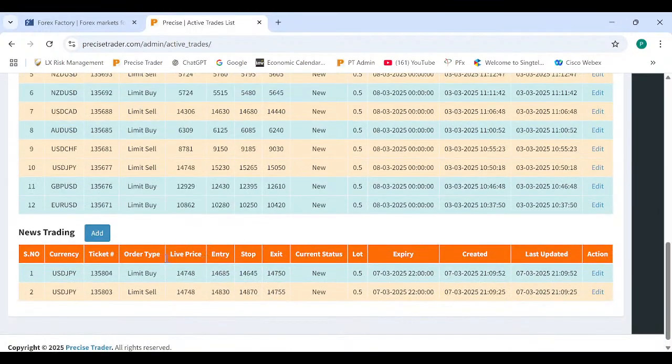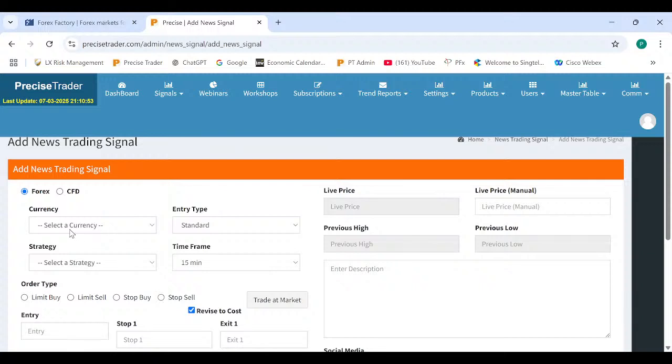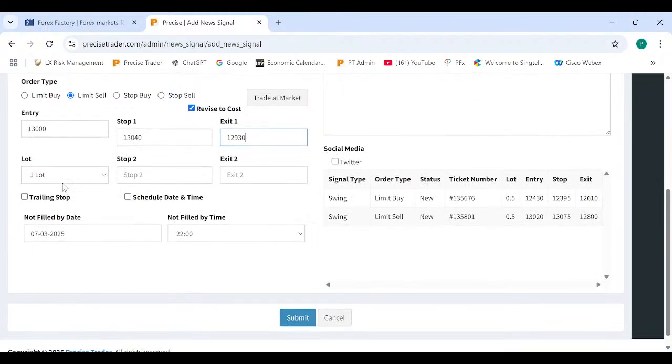So what we will be doing is we will be trying to go for a sell, okay, probably at 130. Okay, we'll just put it as 130, stop at 130.40, and TP at 129.30. Okay, and this is half lot 22.